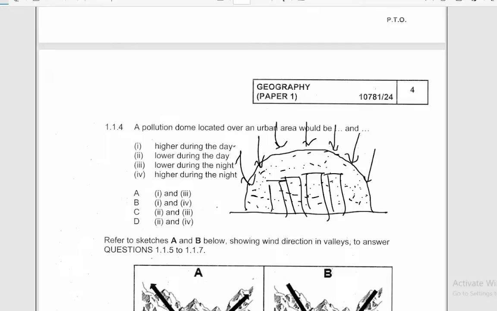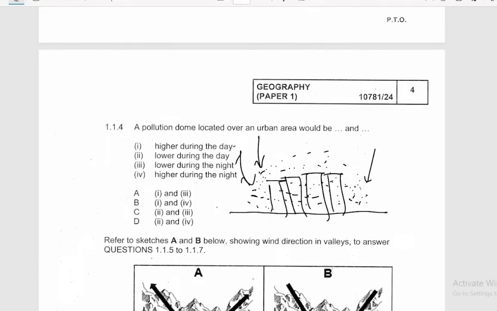So during the night it is now the opposite. We just have the pollution dome being lowered because of descending air, and consequently the concentration of pollutants will increase and it will affect the health and the activities of people staying in the urban area. So quickly, let's go check our answers and find out the correct response based on the explanation that has just been given.